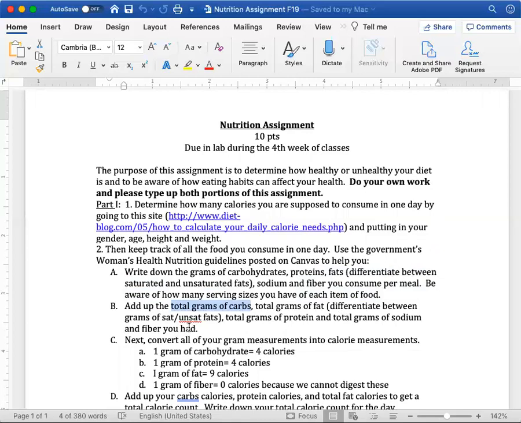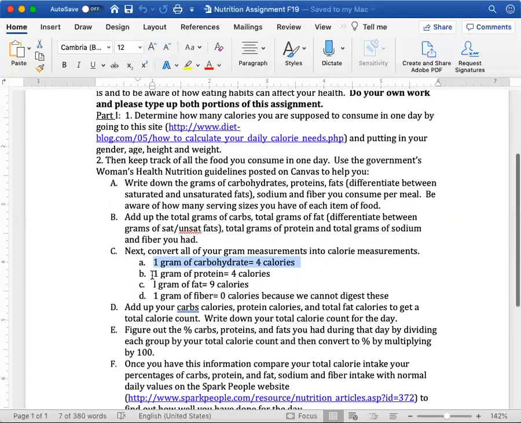And then once you know how many of each category you had, you can convert them to calories. So 1 gram of carb gives you 4 calories. 1 gram of protein gives you 4 calories. So if I had 20 grams of carbs times 4, that would give me 80 calories, right? If I had 20 grams of protein times 4 calories per gram, that would give me 80 calories, right?